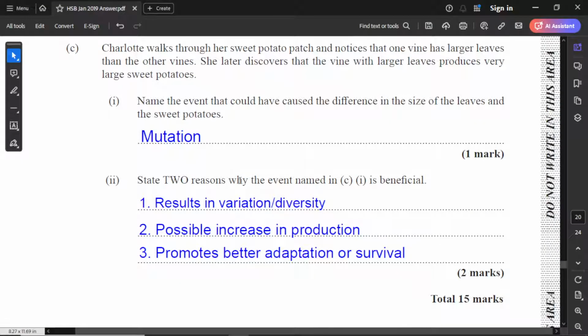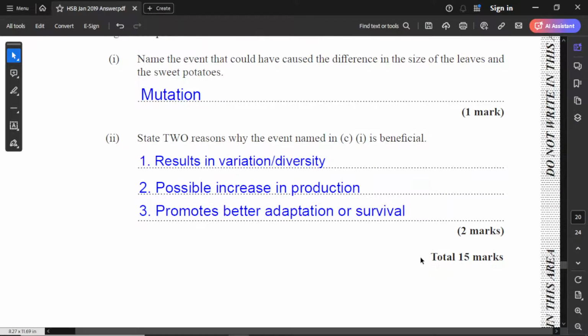And then now it says, state 2 reasons why the event named in C1 is beneficial. Mutation can be beneficial because 1, it may result in variation or diversity. 2, there may be a possible increase in production because, again, they state here larger leaves and, of course, larger potatoes. And it can also promote better adaptation or survival. So mutation itself is not a bad thing, because mutation does not always result in a negative effect, but also a positive effect. In this case, it's positive. Bigger leaves, bigger potato, more production, more money, and all of those things.